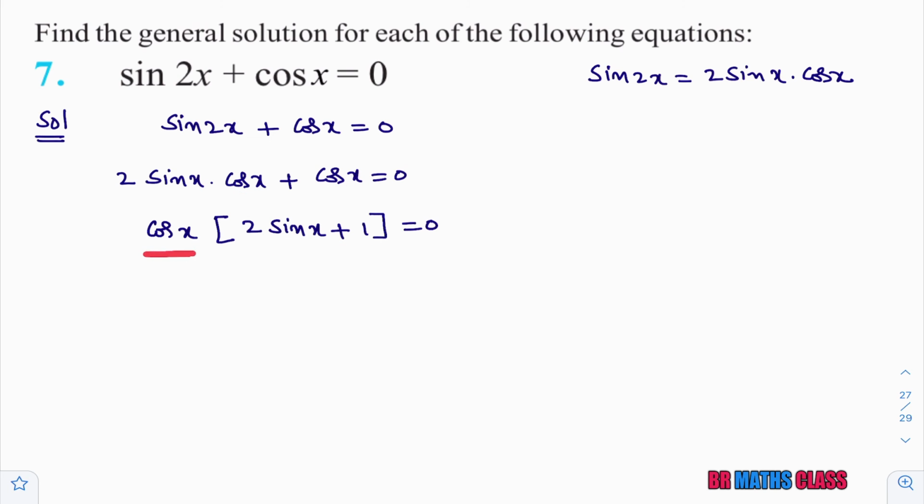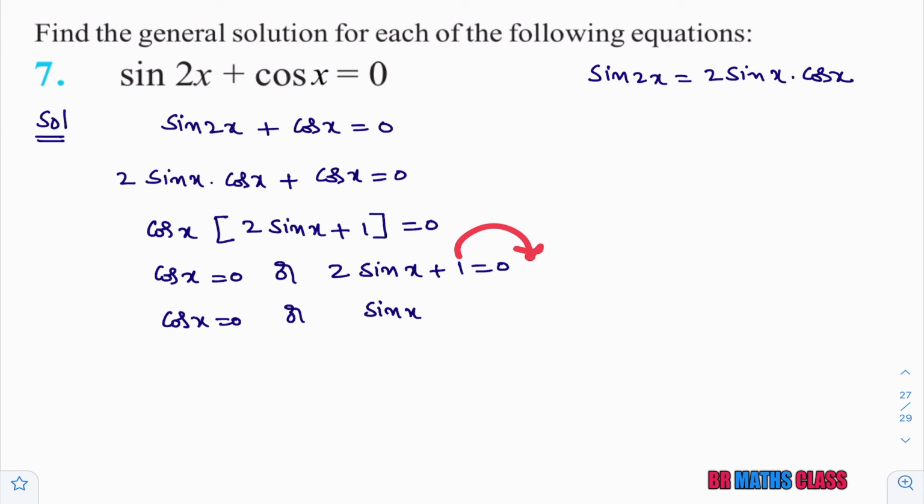You observe the product of two terms is 0 means either one of them is 0. So what can I write here? I can write that cos x equal to 0 or 2 sin x plus 1 equal to 0. Cos x equal to 0 or sin x equal to what from this? You take plus 1 to the other side, it will become minus 1. From that we'll get sin x equal to minus 1 by 2.